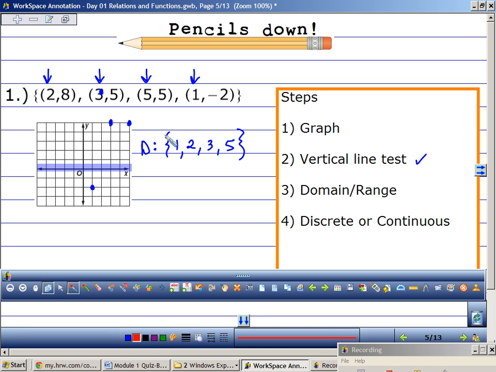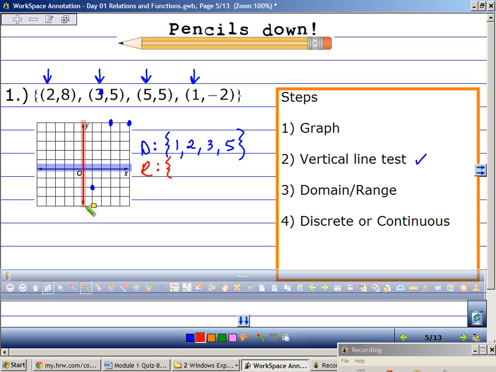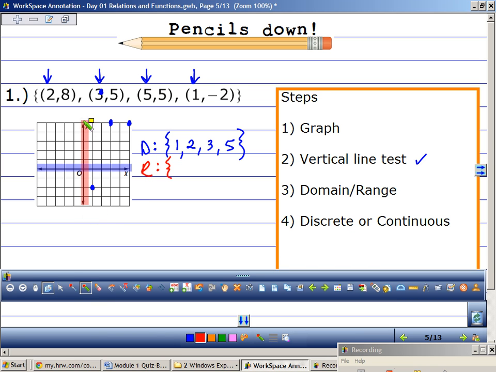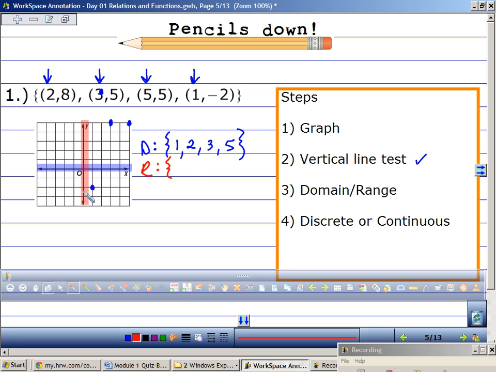How do I intersect the y-axis? As I'm going up the y-axis, when do I come in contact with any set of values? Well, if I'm going down, where? Negative 2. As I'm going up, what's the next value? 5. And I continue to go up? 8.